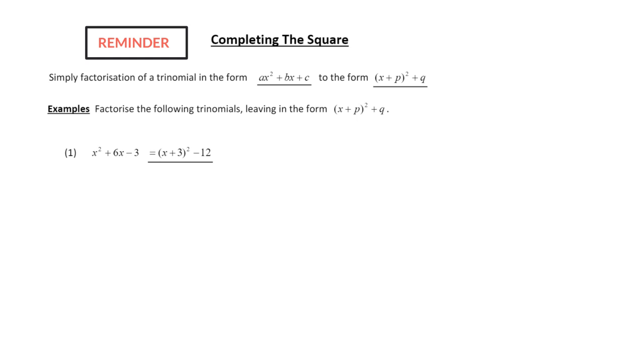Okay, just a quick reminder on completing the square first before we have a look at it. We've got a term that we need to factorize. We've got x squared plus 6x minus 3. What would happen is you would have a look at the question. The key thing it tells you, it will always ask you to leave it in this form, and that gives you the hint it's completing the square.